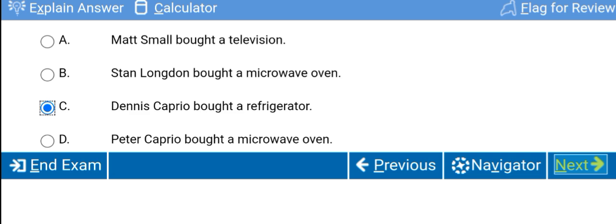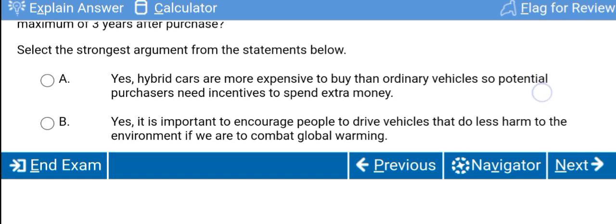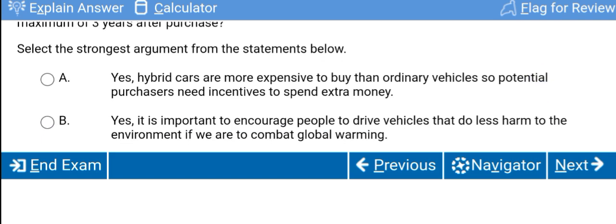Next question we have, should owners of hybrid cars that help combat global warming pay a reduced road fund license for a maximum of 3 years after purchase? Select the strongest argument from the statement below.